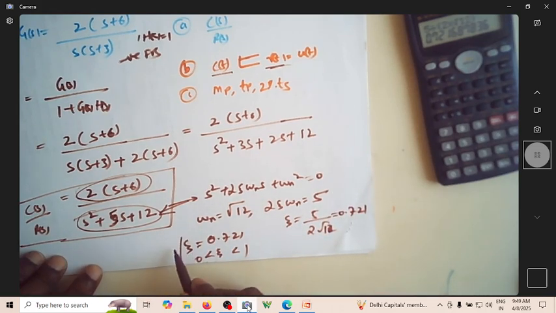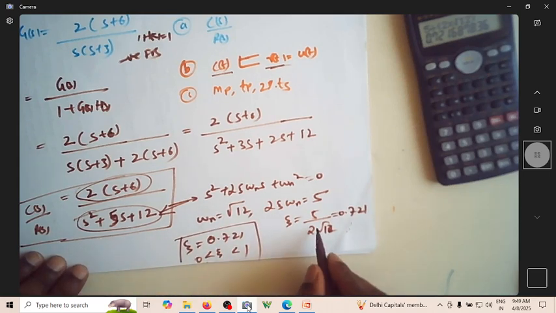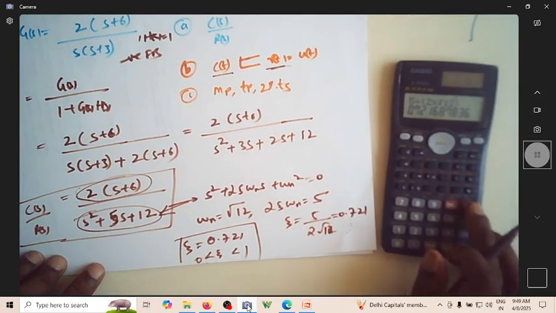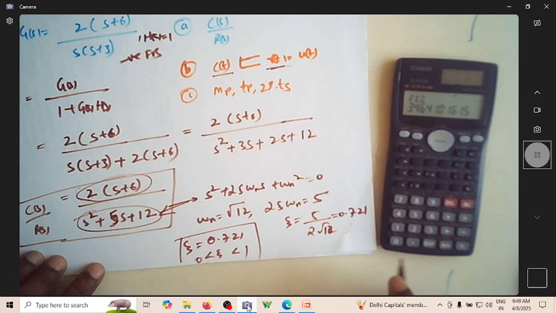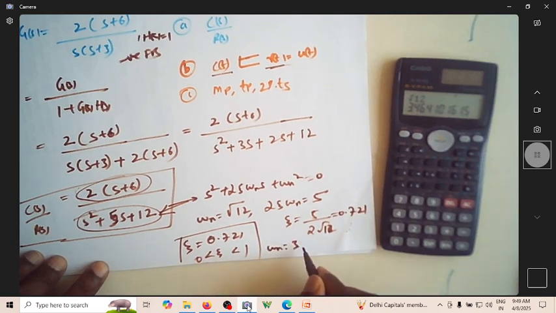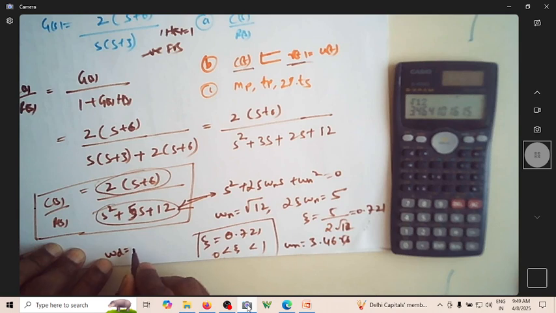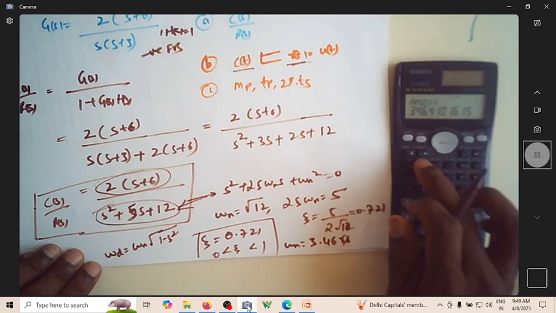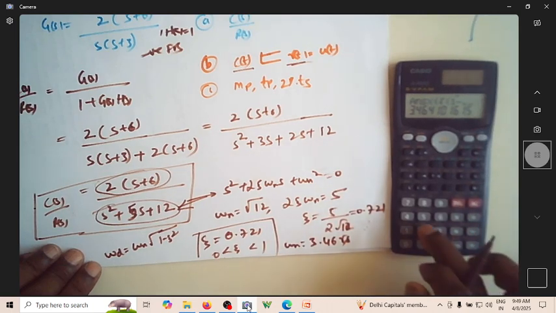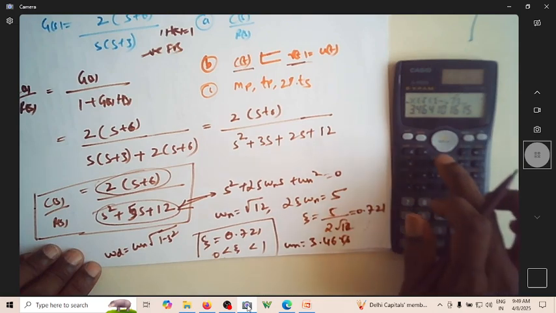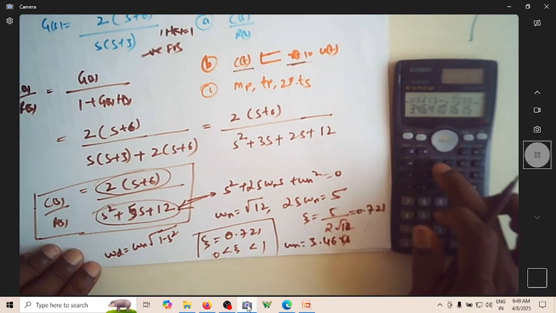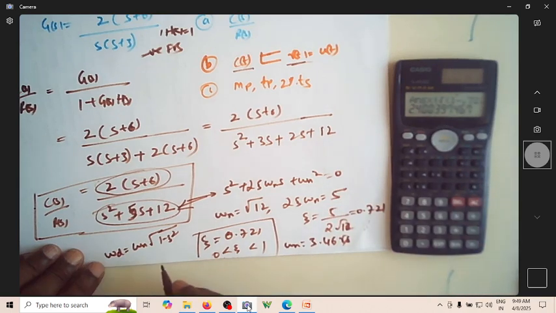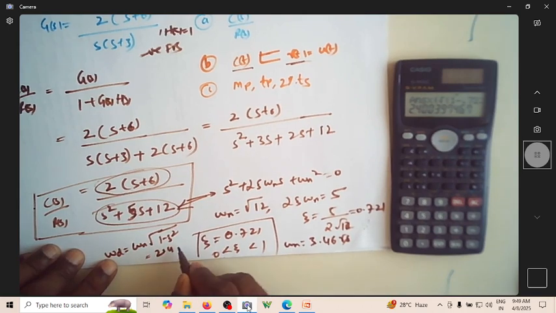So now you have this as your zeta value, and we know the value of omega n. So how much is omega n? This is root of 12, which is 3.46 radian per second. Let me also find omega d. It's nothing but omega n root of 1 minus zeta square, which is 3.46 into under root of 1 minus 0.721 square. This is 2.4 radian per second.